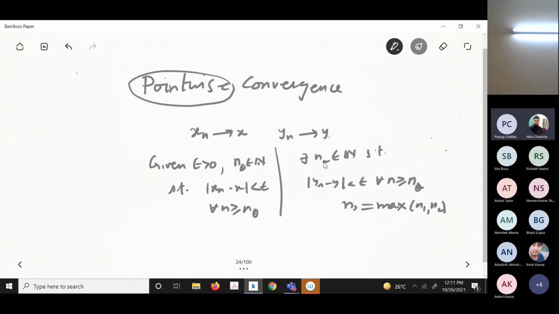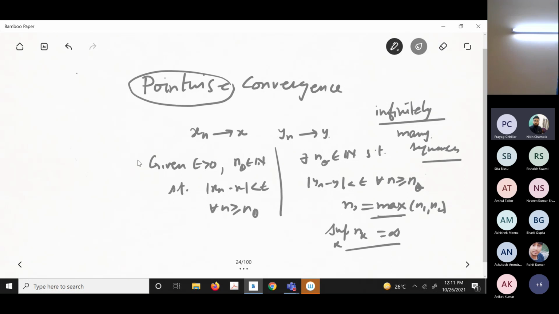Right. But suppose you have infinitely many such sequences. Look, with two sequences one n naught is working. But with infinitely many sequences this may not work, because then you will take the supremum of all these n_k for each sequence, and that may be infinity. That may not be a natural number. So this kind of trick only works for finitely many sequences. The infinitely many is making the problem.